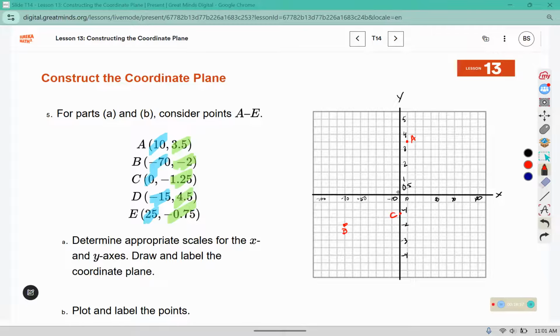D, negative 15. This is negative 10. This would be negative 20, so negative 15 is right in the middle. And then up 4.5, in between the 4 and the 5. E, 25. Here's 10, here's 20, here's 30, so 25 is in between 20 and 30. Down 0.75. Well, this would be down 0.5, so down 0.75 is in between 0.5 and 1.